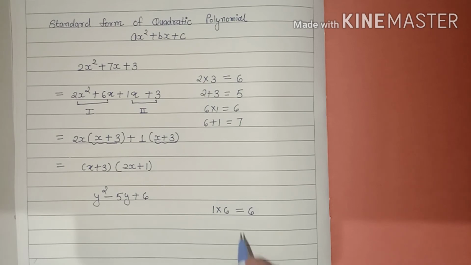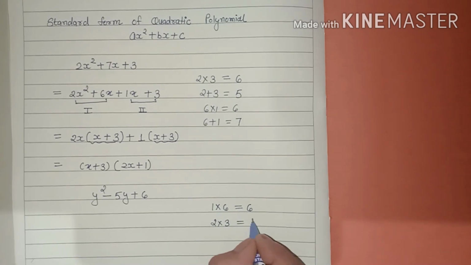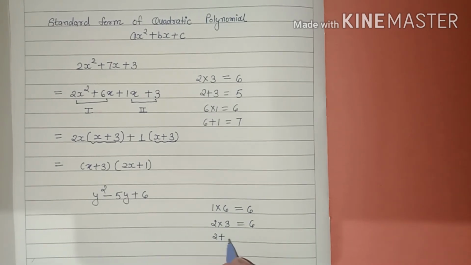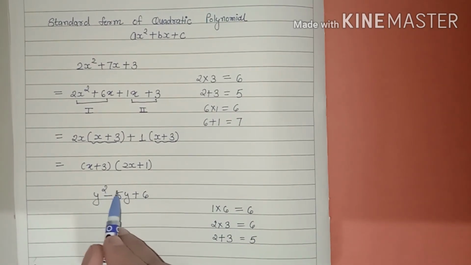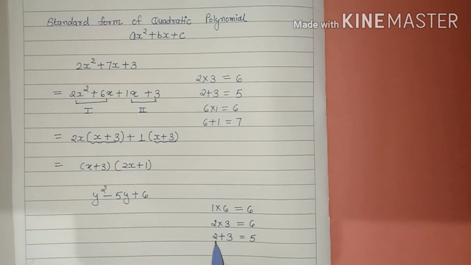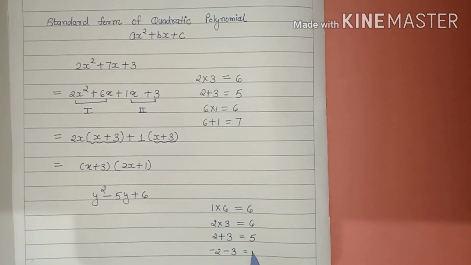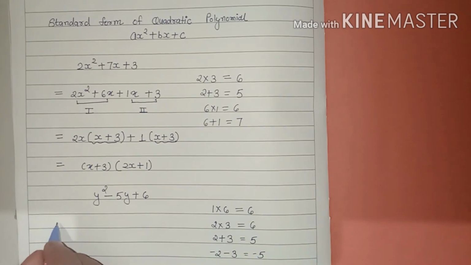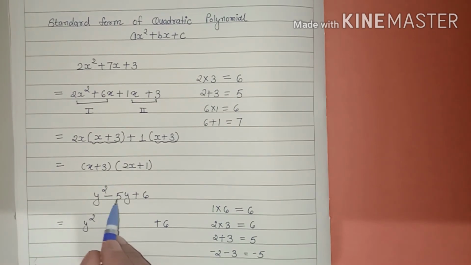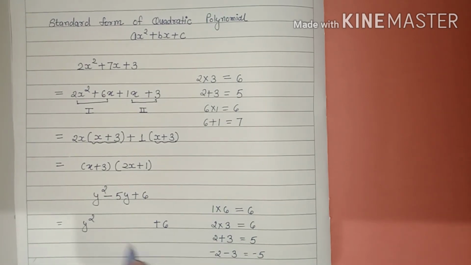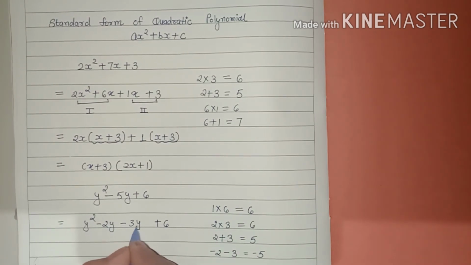There are two possibilities, student. If you multiply 2 by 3 you will get 6, and when you add 2 plus 3 you will get 5, but we want minus 5 here. So in this pair of numbers both the numbers will be negative, then you will get minus 5. So we will write the first term and last term as it is. The second term we break into minus 2 and minus 3 with variable y. So we will write minus 2y minus 3y.